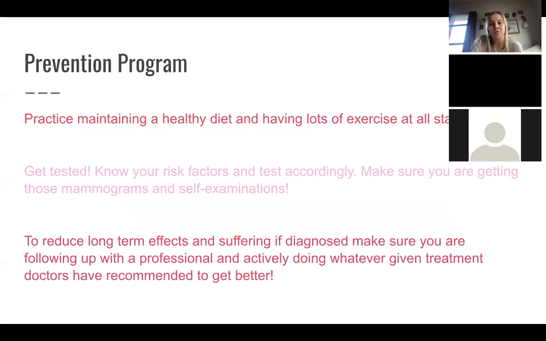So for our prevention program, our group thought this is the best way. We just said you should be maintaining a healthy diet and have lots of exercise at all stages of life, not just when you're young, not just when you're older. Just start practicing those lifestyle adjustments today. Get tested, like we said in secondary prevention: do your yearly mammograms, do your tests, your self-examinations. And if you are diagnosed, make sure you're following up with a professional and actively doing whatever treatment the doctor has given, so the chemo, the medication, whatever they chose.